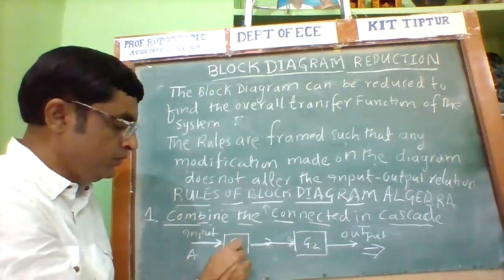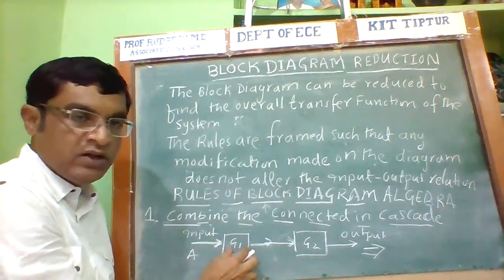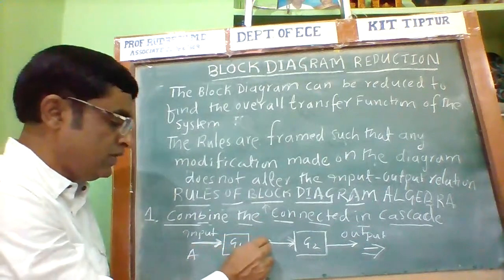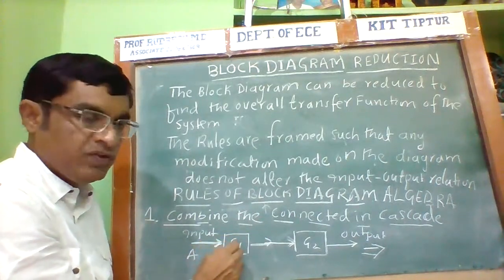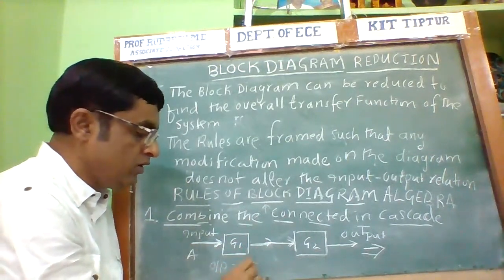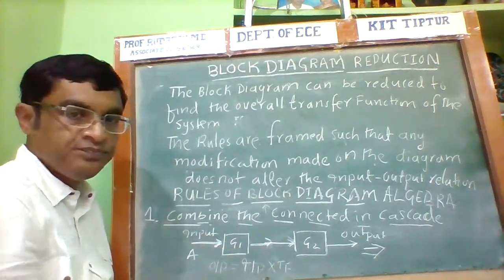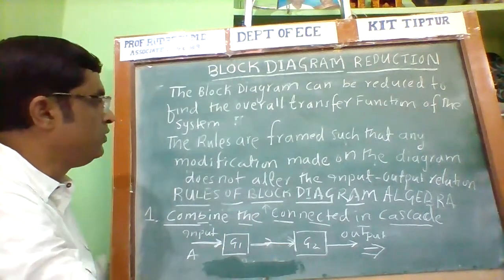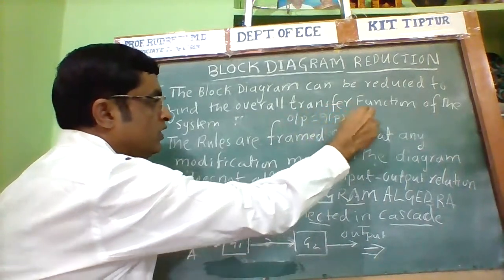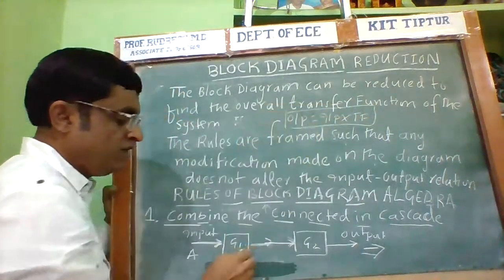The output of the block is equal to the product of the input and the transfer function. G1 and G2 are the transfer functions. The output of the block is nothing but the input into the transfer function. This is the standard formula for calculating the output of any block.